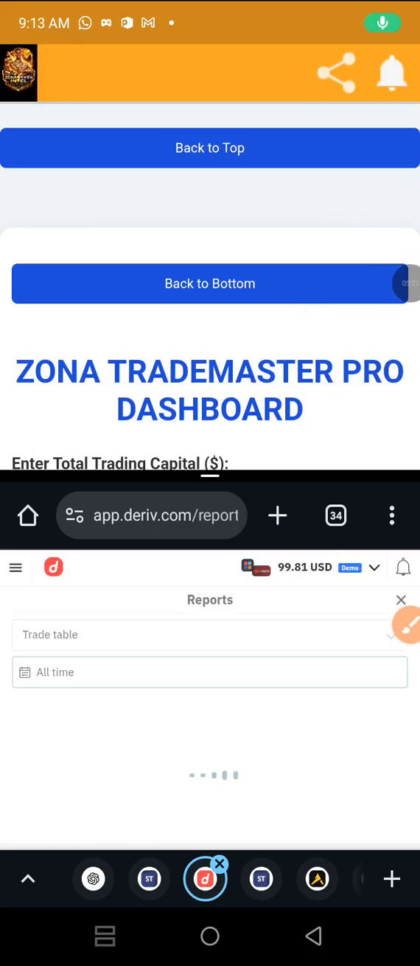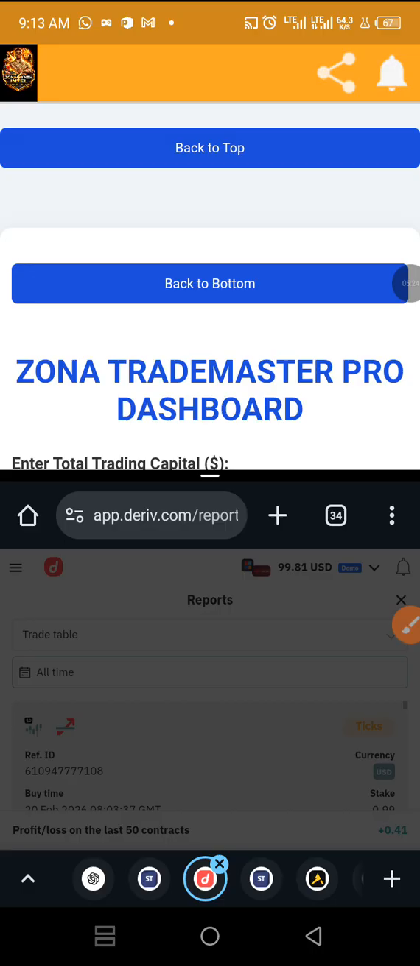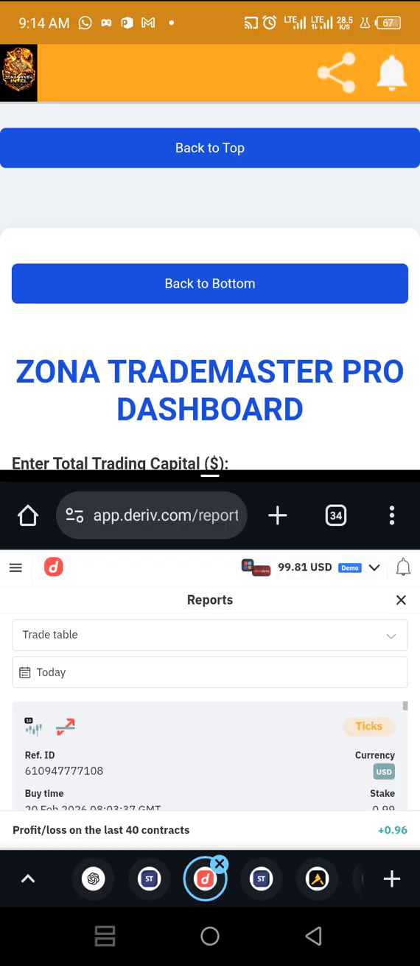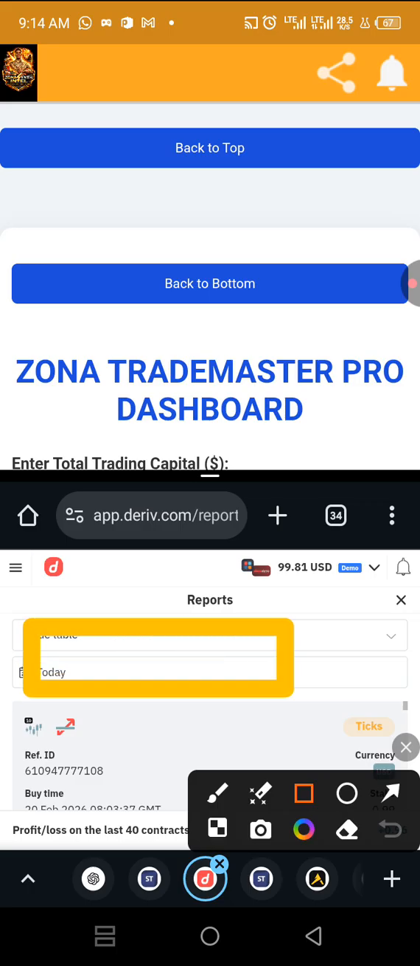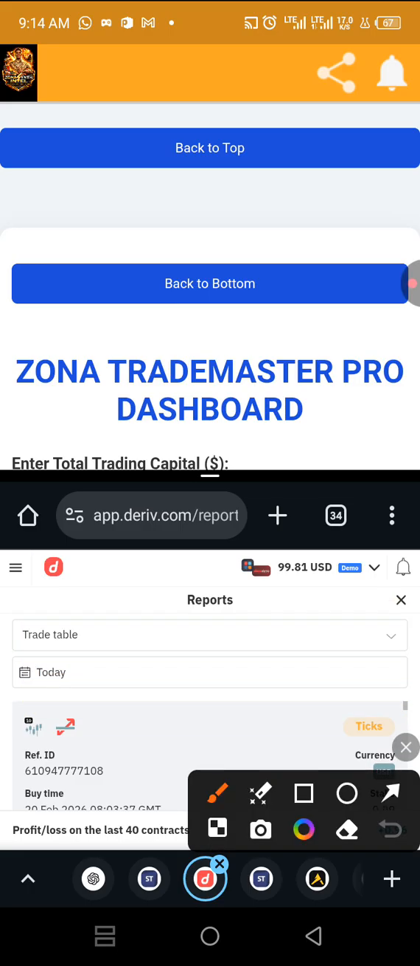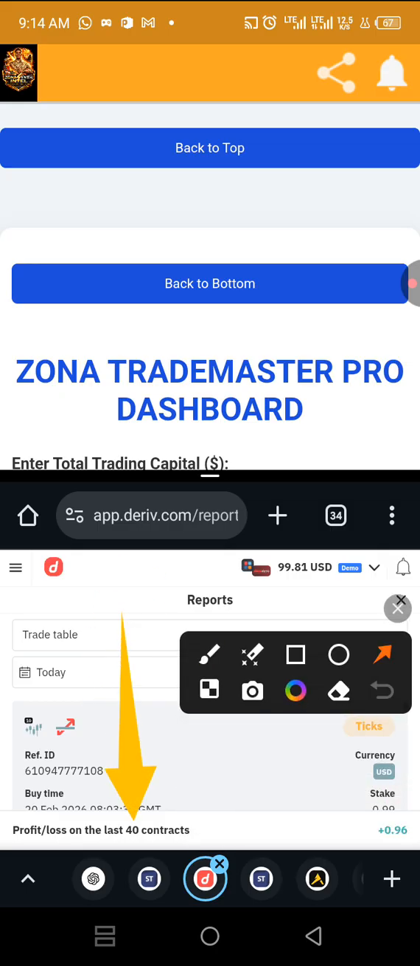So on checking our profit and loss table, we're going to switch to today, only today. From the look of things, you can see just today's trade alone, not including any other day. And you see, for the whole of today, we take how many contracts? 40 contracts.